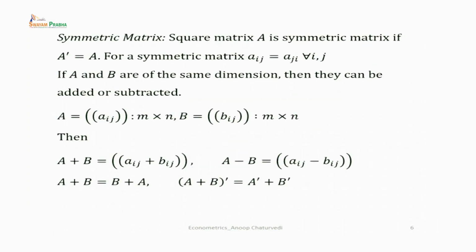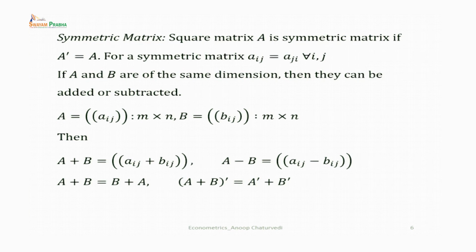Now, we define symmetric matrix. Suppose A is a square matrix. We define symmetric matrix just for square matrices. So, the square matrix A is called a symmetric matrix if A transpose is equal to A. So, a square matrix is symmetric if its transpose is equal to the same matrix. So, obviously, for a symmetric matrix, Aij is equal to Aji for all i and j.